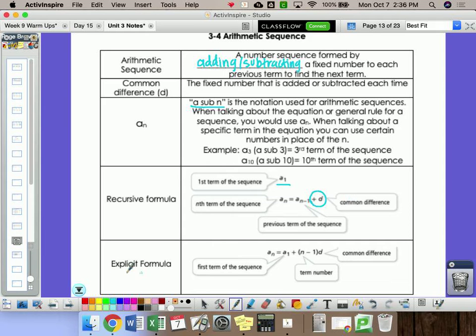Then with the explicit formula, we would write A sub n, and we would write A1, which means our first term of our sequence, whatever that is. And then we would put n minus 1 in parentheses, and then that common difference on the outside. And we will simplify that equation. So let's do some examples that use all of this in our notes.